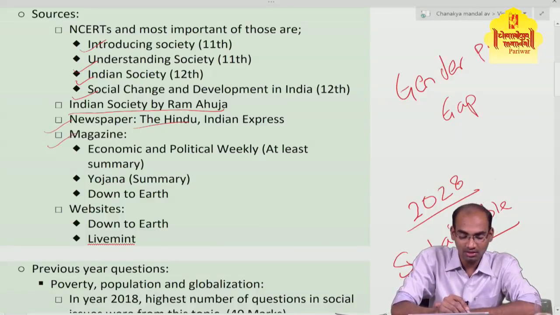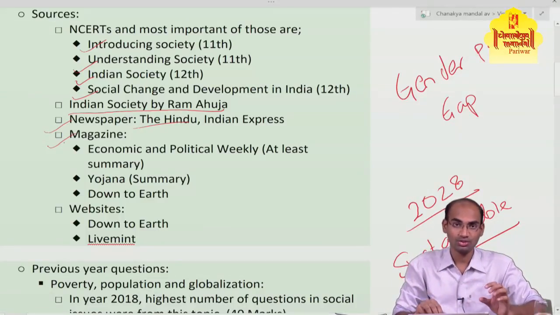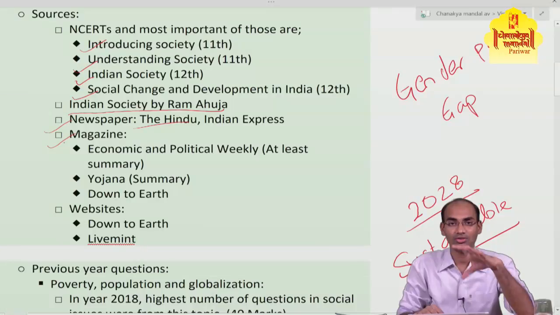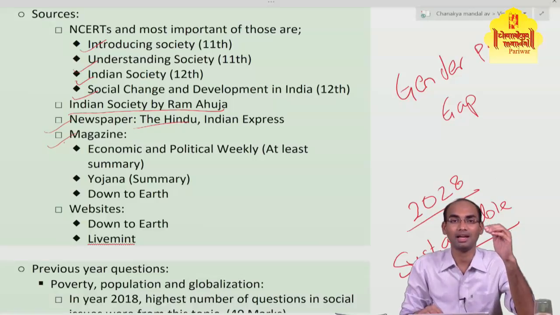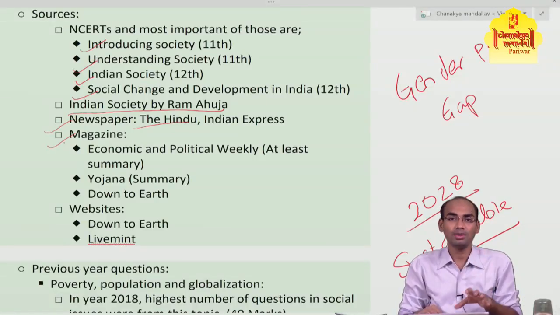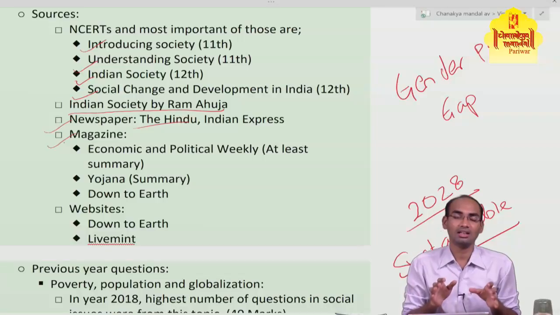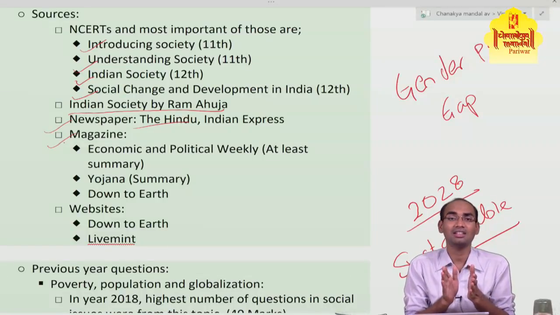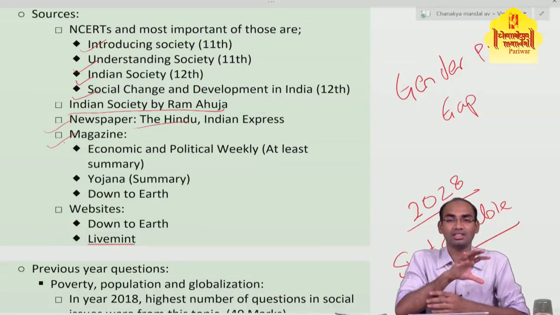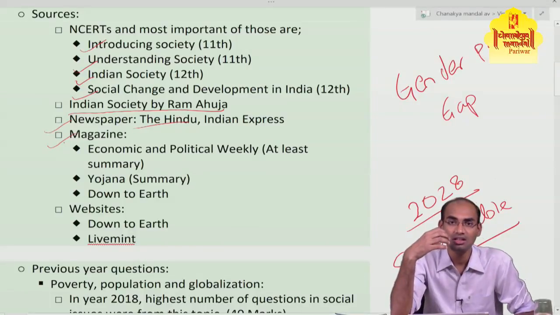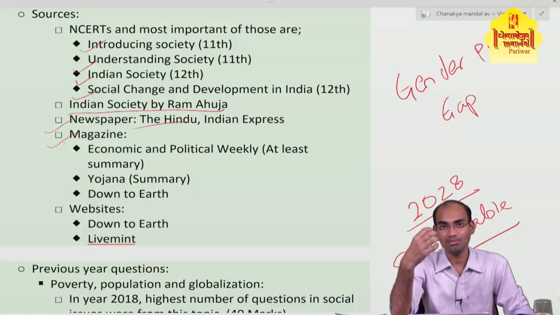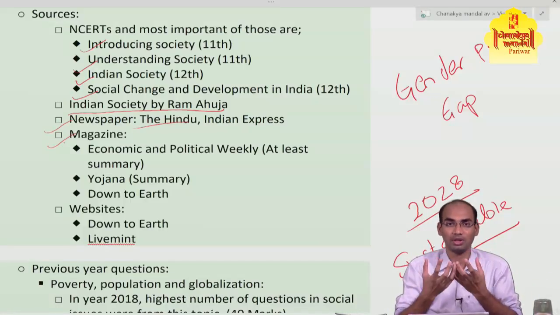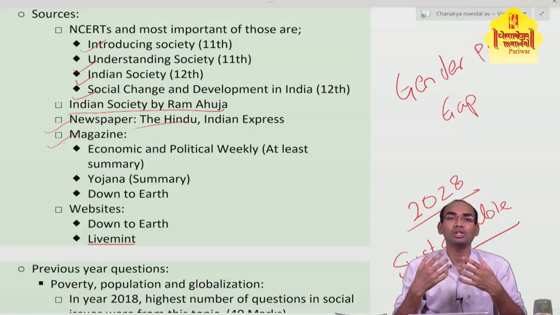Okay, then the next source is magazines. This is one of the best sources. The first best source is the newspaper, and the second best source is the magazine, because in a newspaper there is a limit on how lengthy an article can be. But in a magazine one can explore a particular subject in many possible aspects. For example, Economic and Political Weekly.